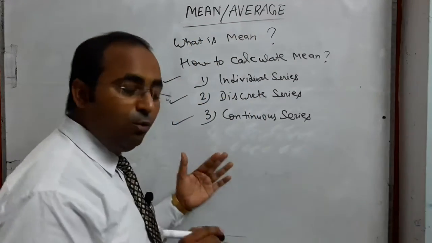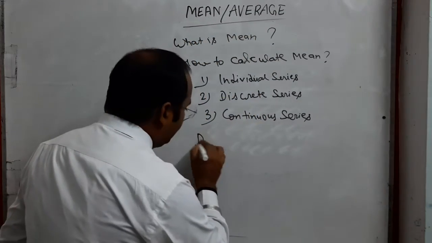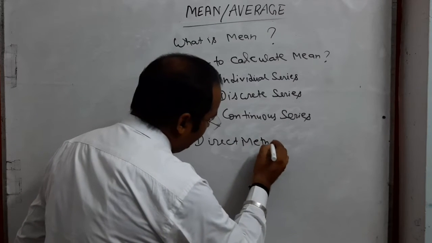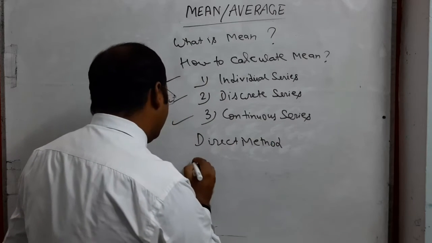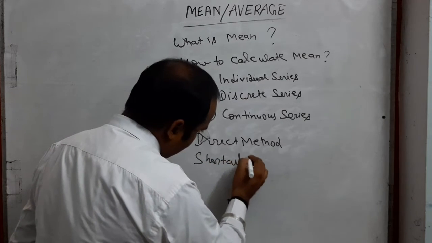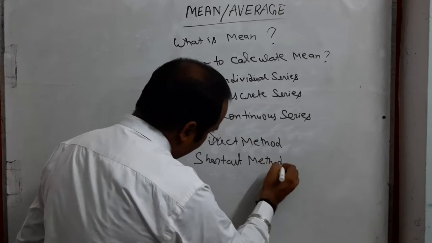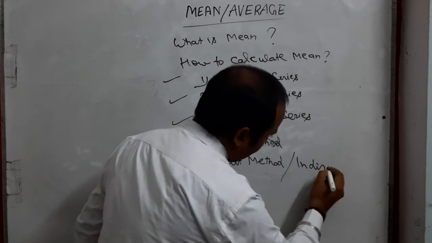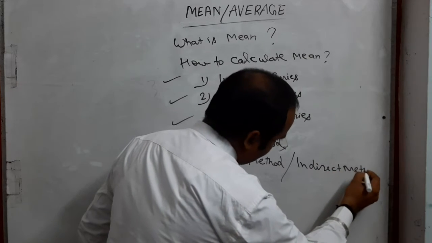What are the two methods of calculation? First method is direct method. Second method is shortcut method. In other words, we say it is the indirect method.